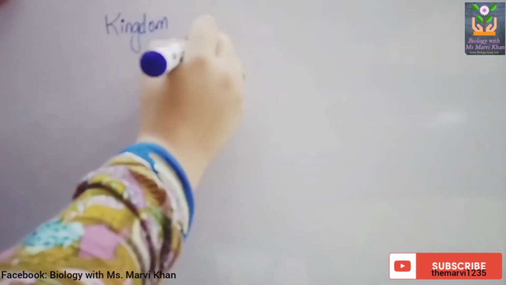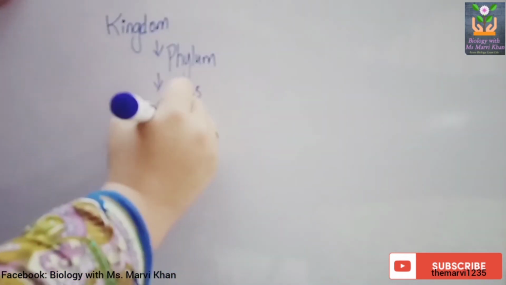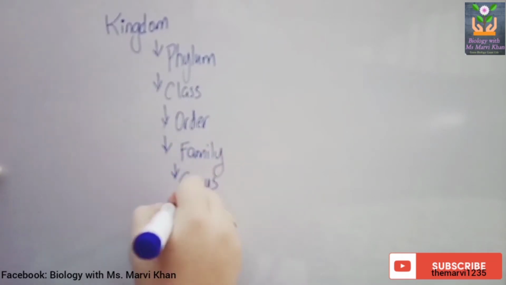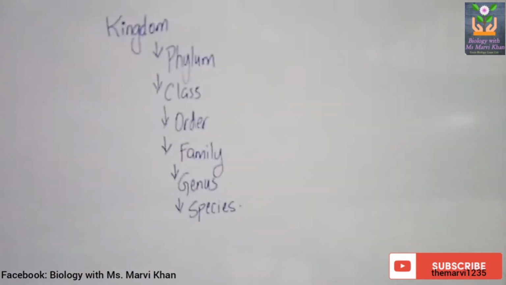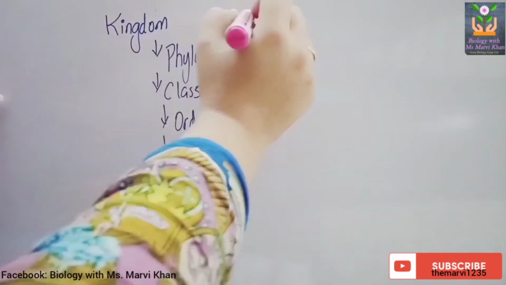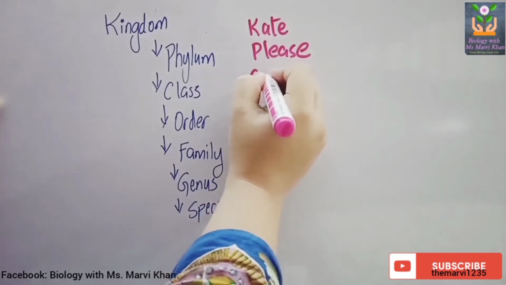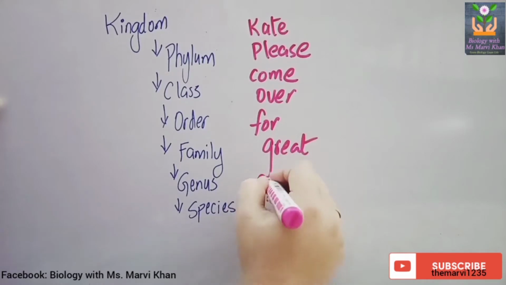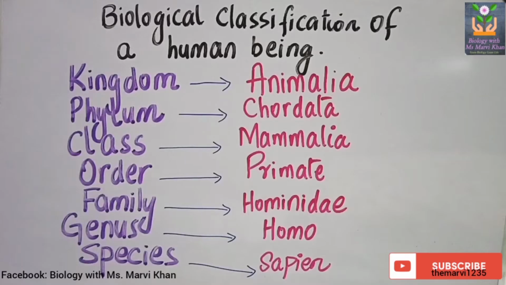Within each kingdom, organisms are further classified into several phyla. A phylum is made up of several classes. Each class is made up of orders. Each order is made up of families, and each family consists of a varying number of genera. A genus usually has several species. Organisms within a species can breed to produce offspring. Here is an easy way to remember it: Kate, please come over for great spaghetti.